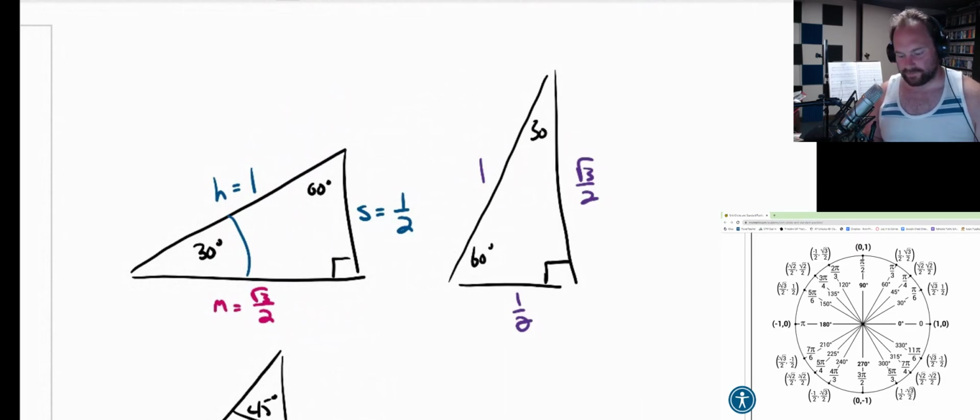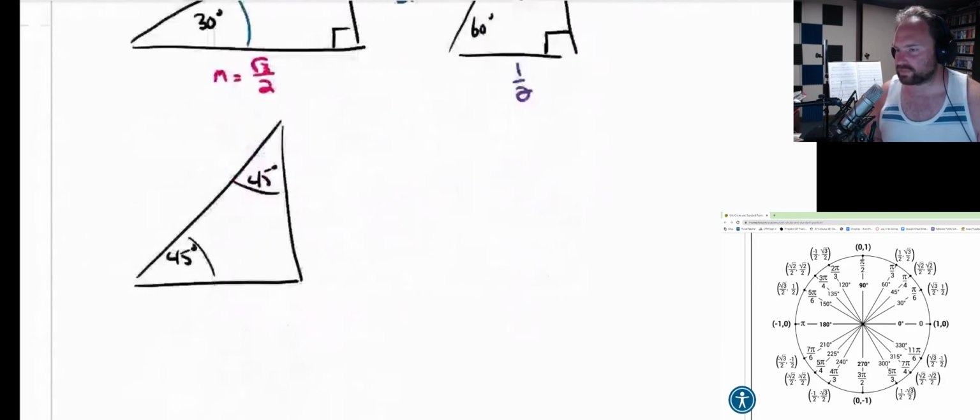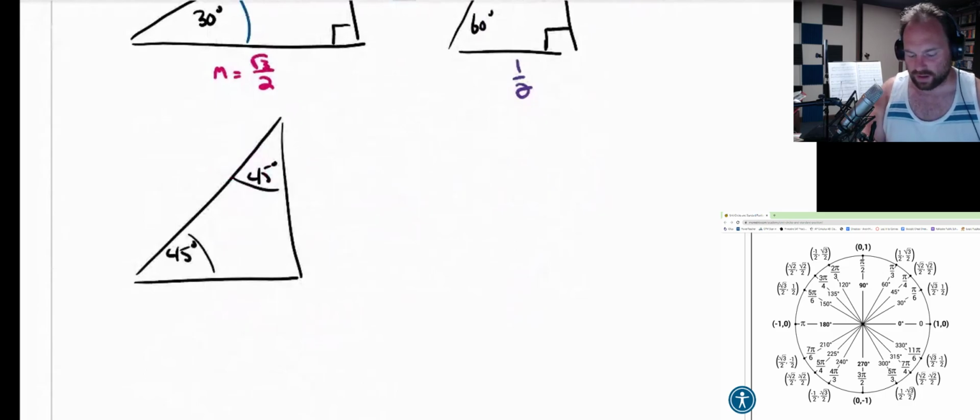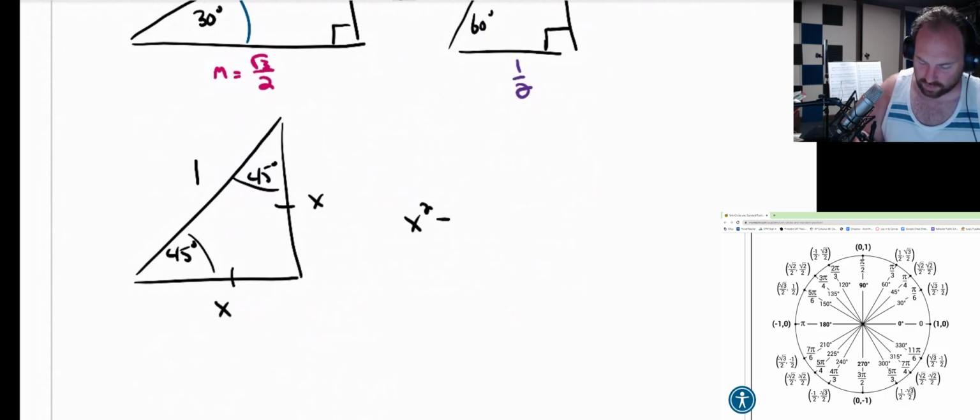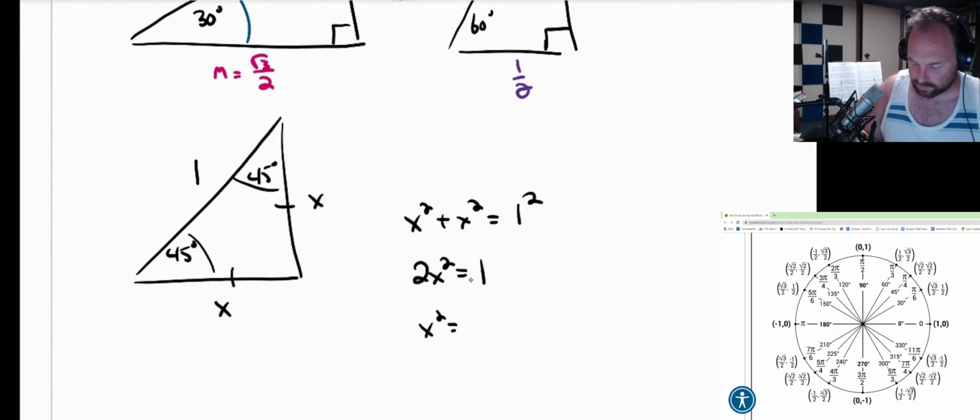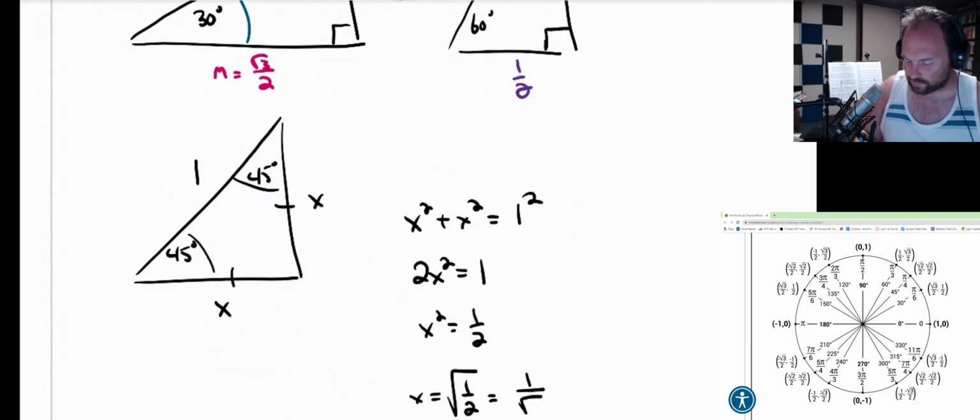Now, the other one we should talk about for a minute is the 45, 45, 90. This one has a unique property where these two sides are the same. Of course, these being unit circles, the hypotenuse becomes 1, and so we end up solving this little algebra problem where these are both x. So we get x squared plus x squared equals 1 squared, following the Pythagorean theorem. This means that 2x squared is equal to 1. That means x squared is equal to 1/2, and x is equal to the square root of 1/2, which we commonly write as 1 over the square root of 2.